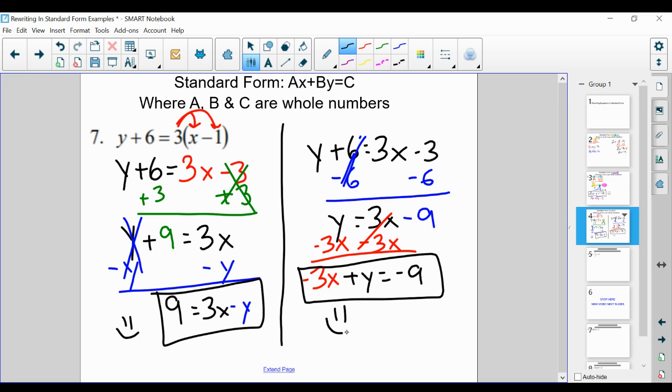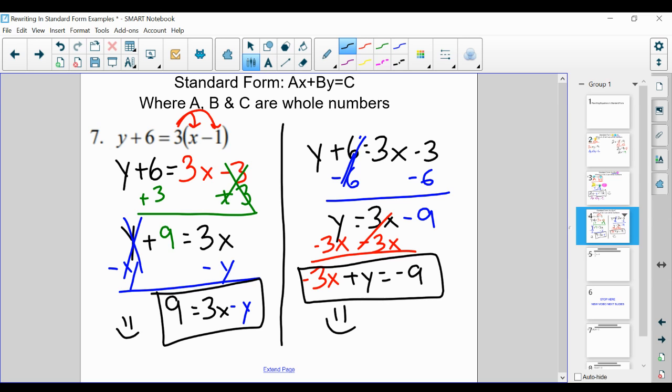Now, you might be saying, Mr. Q, you said we get the same answer. It is, it's just changed by a factor of negative 1. If I were to multiply every single term by negative 1, we would end up with the same answer on the left-hand side.